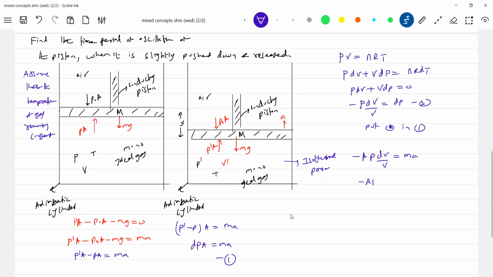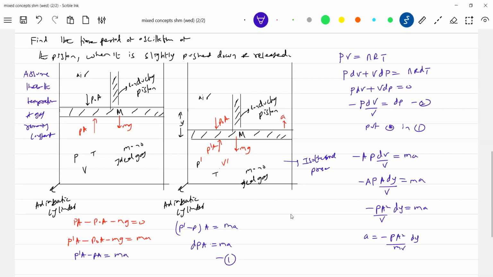What is P? Already we have some information. Okay, let me have that one. What is dV? A into y, or A into dy, let me write, no problem. And this is V. V is the initial volume, P is the initial pressure. So this will become minus P A square y by V equals ma. Or acceleration is equal to minus P A square y by mV.